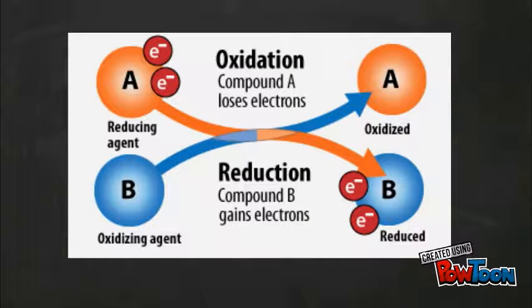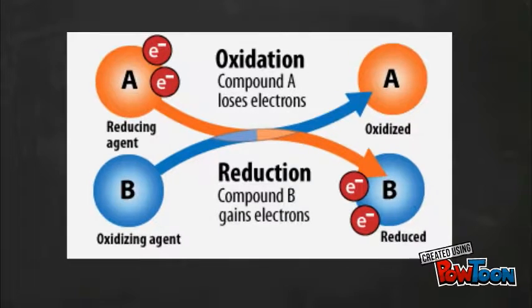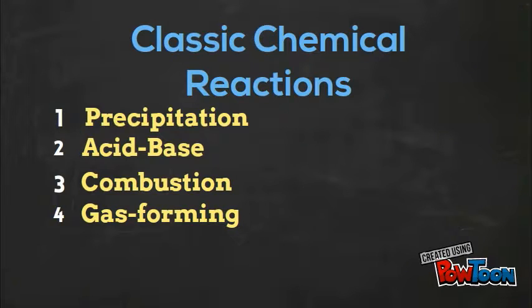In review of redox, here is a visual, and so you can see that compound A is losing electrons to compound B, and compound B is gaining electrons from compound A. There are 4 classic chemical reactions: precipitation, acid-base, combustion, and gas forming. I already talked about precipitation and acid-base, I'm not going to talk about those again, and gas forming I don't need to talk about, so the only one left to talk about is combustion.